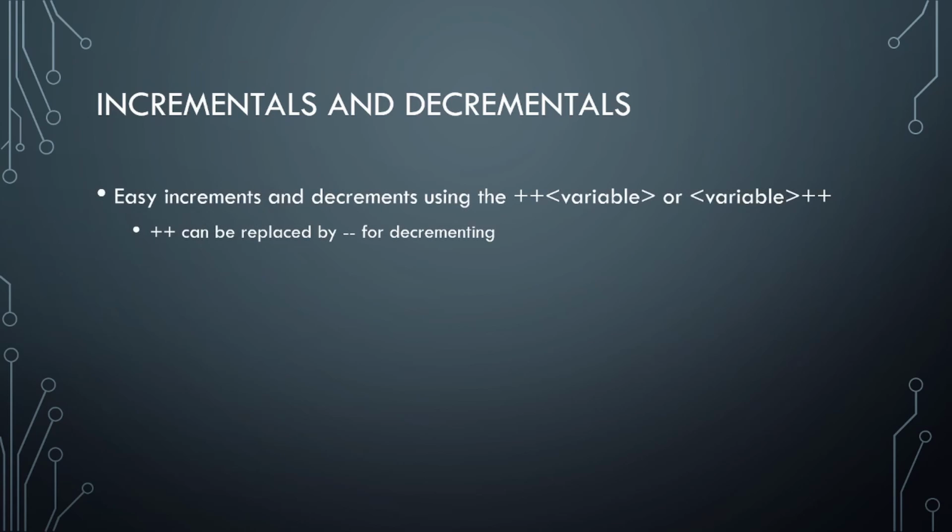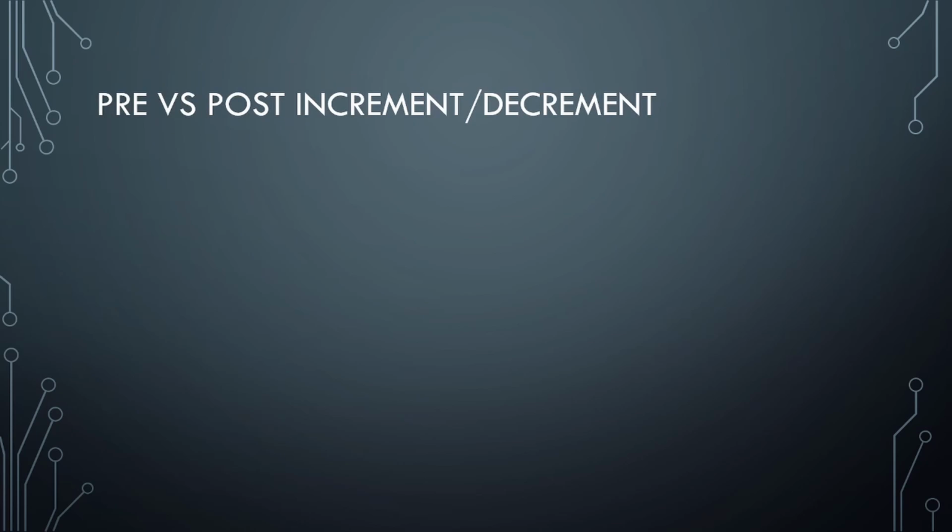So easy increments and decrements use ++variable or variable++, or if you want to decrement, --variable or variable--. This is how you are going to easily increment or decrement by 1. If you want to increment or decrement by another number, then I would highly suggest the augmented assignments to do so. So there are two different ways, as you saw previously: ++variable and variable++. And this goes into the pre versus post increment decrement situation.